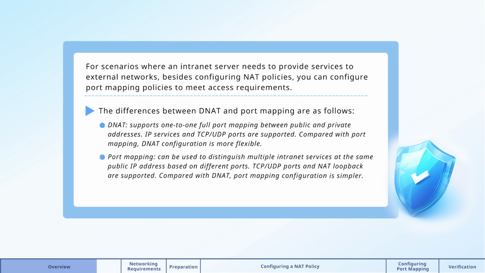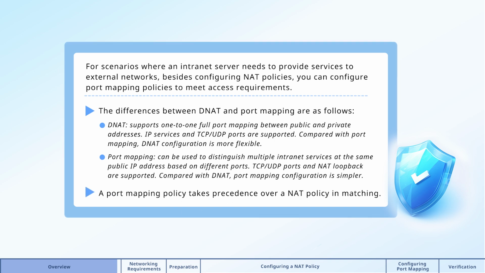Port mapping can be used to distinguish multiple internet services at the same public IP address based on different ports. TCP and UDP ports and NAT loopback are supported. Compared with DNAT, port mapping configuration is simpler. A port mapping policy takes precedence over a NAT policy in matching.